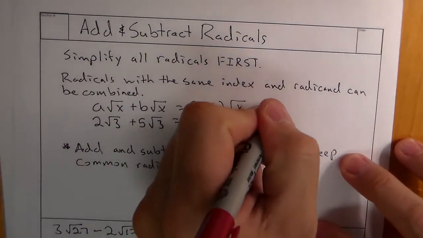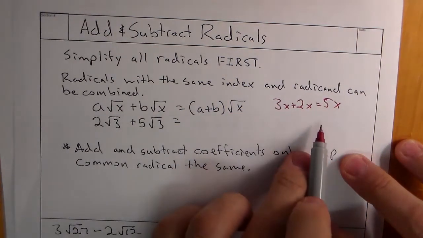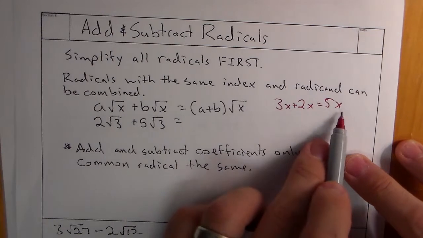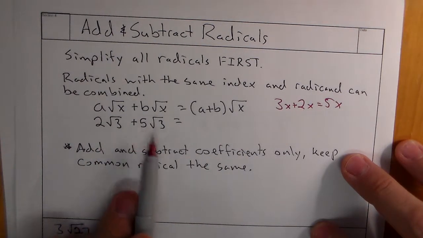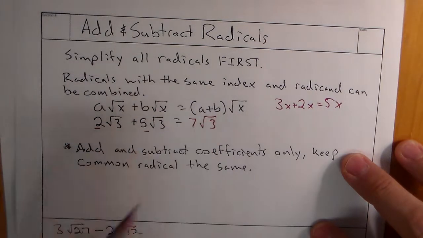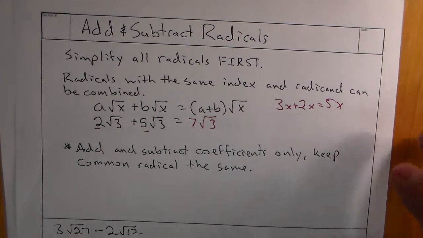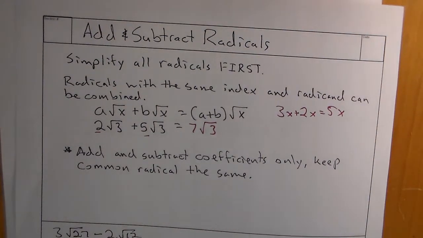We almost want to think of this as if I said 3x plus 2x, and you say 5x, that's because I'm adding the coefficients, leaving the x the same. So then when we get something like 2 root 3 plus 5 root 3, we're going to add the two coefficients and we make it 7 root 3. Now, add and subtract the coefficients only, keep that common radical the same.